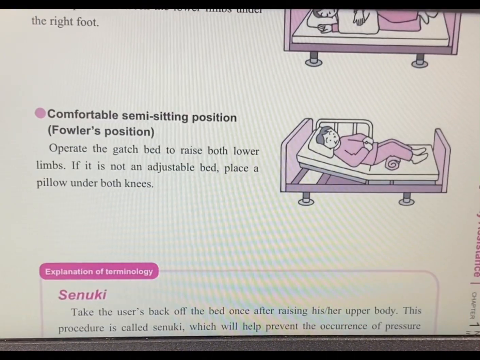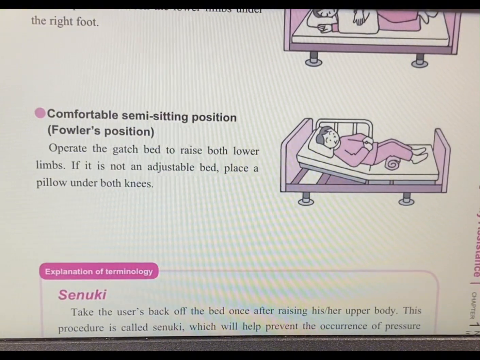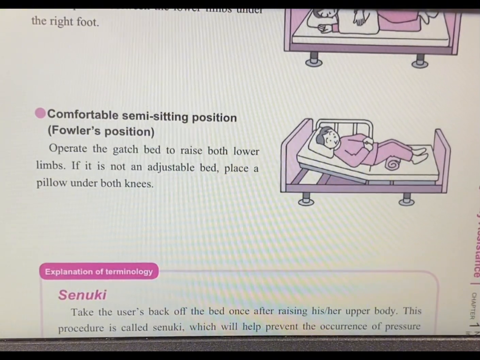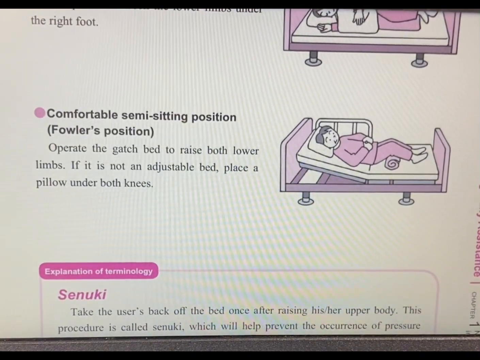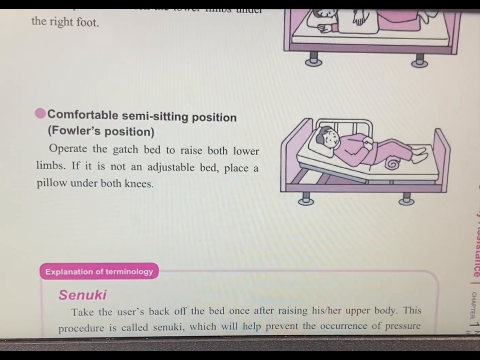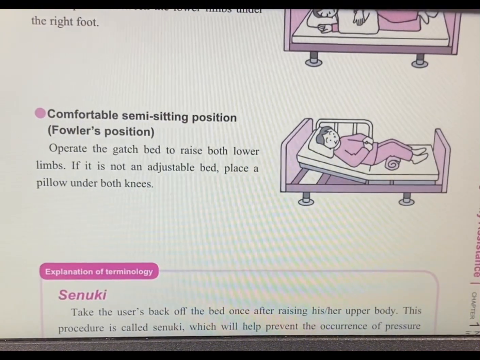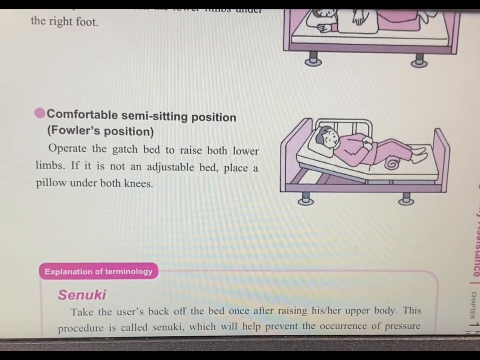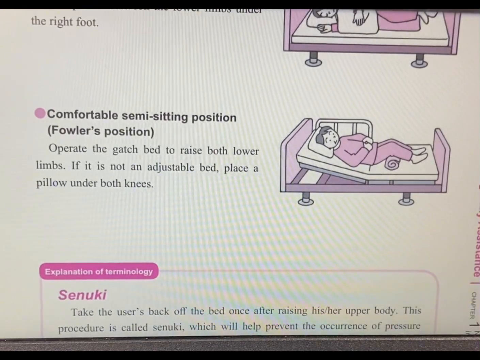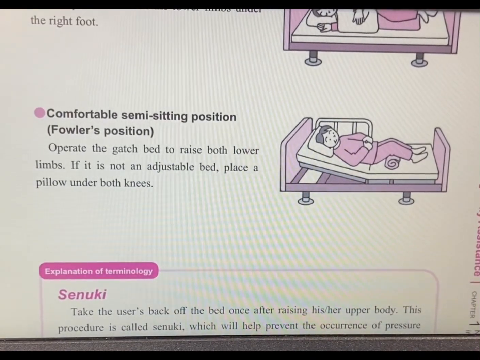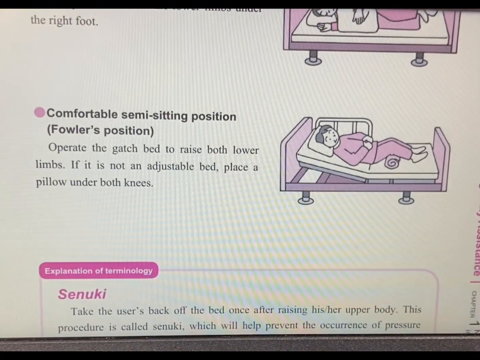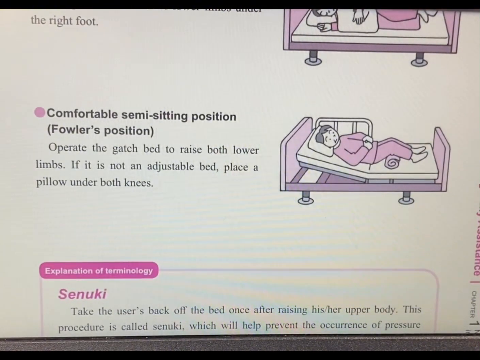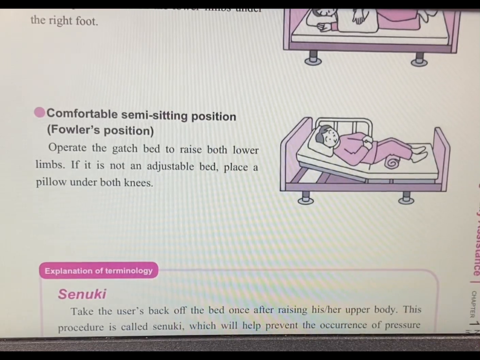Next is comfortable semi-sitting position or Fowler's position. I-gatch up, meaning ng gatch up ay ipataas po, no? Elevate. Gatch the bed to raise both lower limbs and the upper limbs as well. Bakit kailangang nakataas yung lower limbs kapag ine-elevate mo yung upper limbs? Kasi mag-slide down yung tao sa bed kapag hindi mo tataas yung sa paa na side. Kumbaga mahuhulog siya.